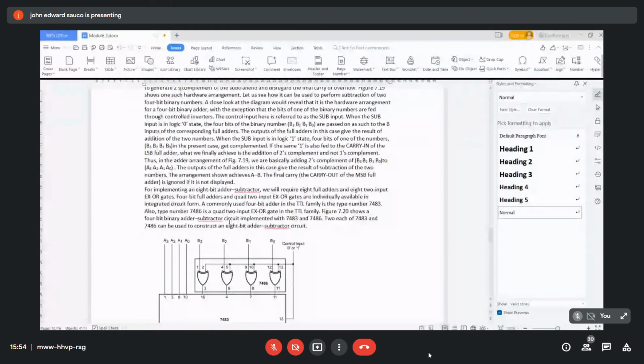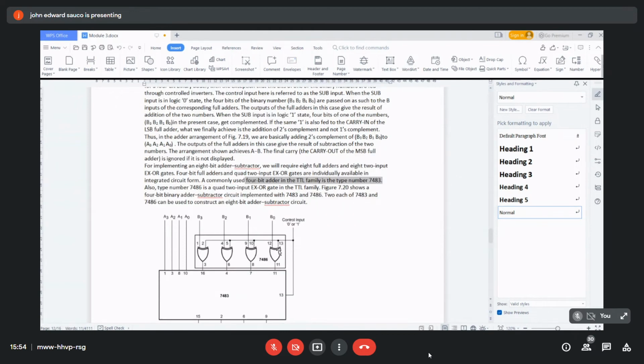So here it says that for implementing an 8-bit adder subtractor, we will require 8 full adders and 8 2-input XOR gates. And the 4-bit full adder and quad 2-input XOR gates are individually available in integrated circuit form. So the one commonly used is the 4-bit adder, in the TTL family the type number 74.